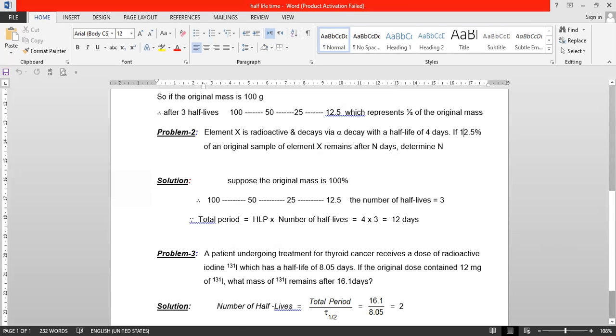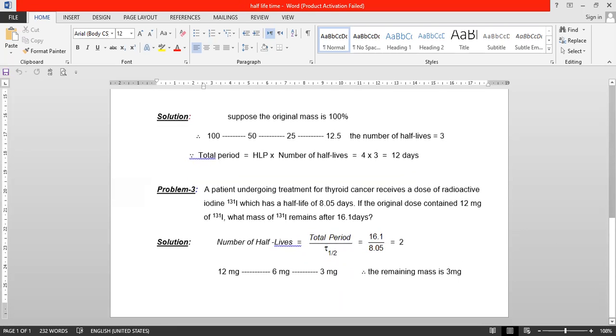The last problem is the same idea, but the only difference here is that he gave you the original mass. So you're not going to consider it 100 grams. Okay, and direct substitution also in the rule. He gave you here a patient undergoes treatment for thyroid cancer, receives a dose of radioactive iodine, which has a half-life of 8.05 days. The original dose contained 12 milligrams. What mass remains after 16.1 days?